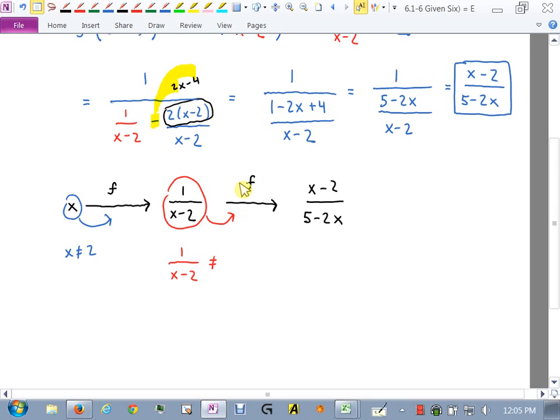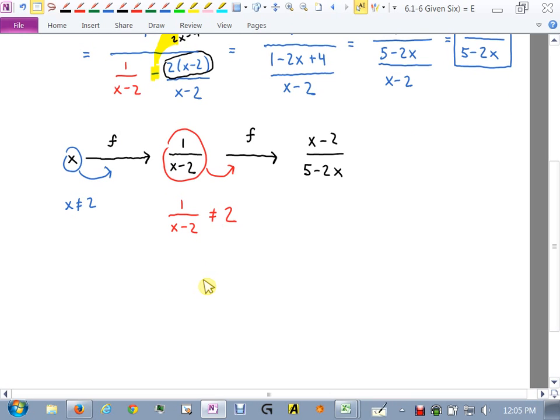What can f not handle? What could f not handle here? 2, right? This is what comes out of the first chain. We need to make sure this cannot equal 2 also, right? Initially, whatever we plug in can't be 2 because f wouldn't be able to handle it. That output that comes out can't be 2 again because it's got to go back into f. So this can't be 2. The function cannot be 2. So let's see if we can figure out where this happens.